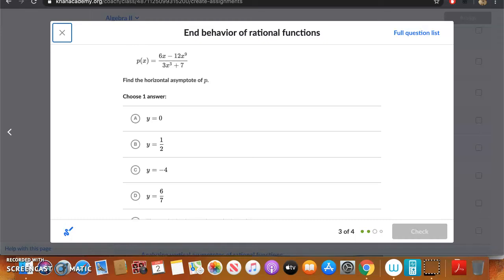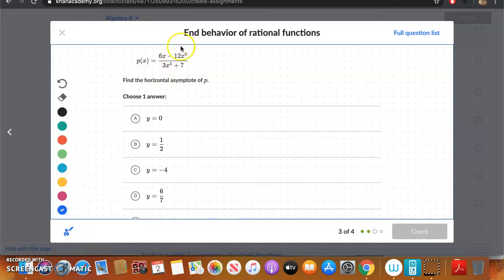Hi everybody. Today we're looking at end behavior of rational functions. Okay, so the question we're asking ourselves is, when we talk about end behavior, we're talking about what happens to the function as the x values become very large or become very small.